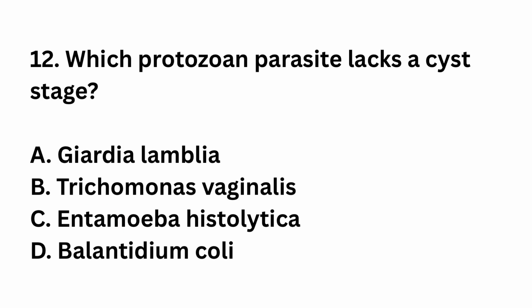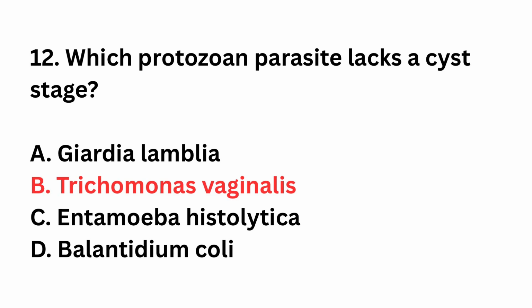Question number 12. Which protozoan parasite lacks a cyst stage? Giardia lamblia, Trichomonas vaginalis, Entamoeba histolytica, Balantidium coli. The right answer is option B, Trichomonas vaginalis. Trichomonas vaginalis exists only as trophozoites. Transmission is mainly through sexual contact.